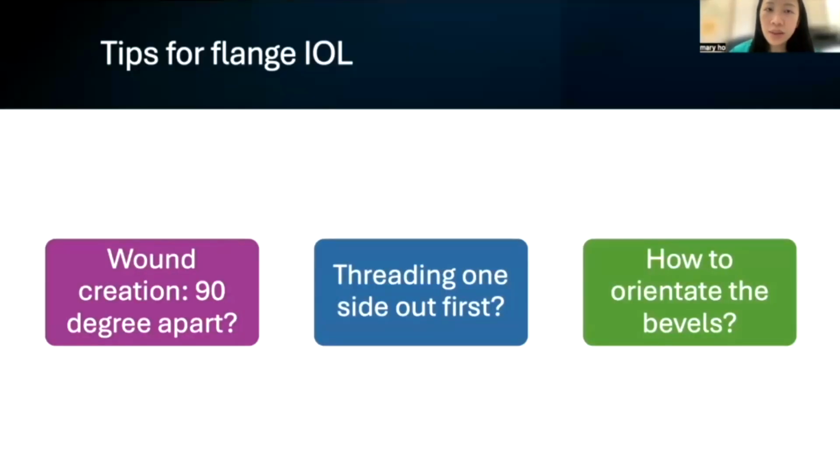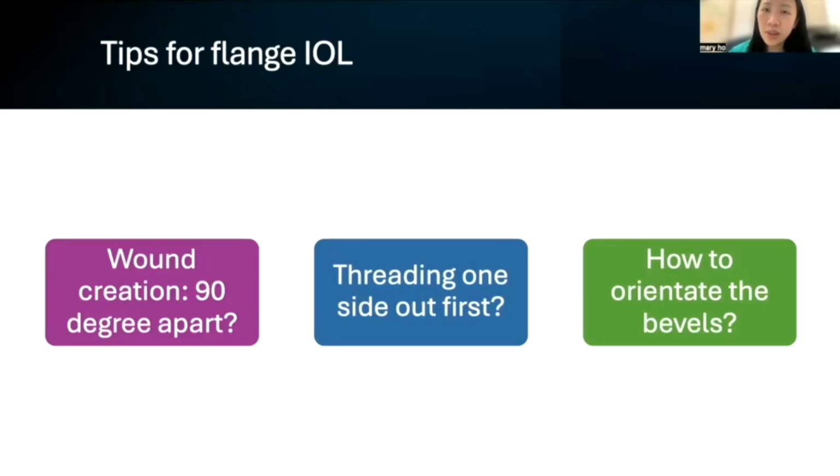So there are tips for flanged IOL. We have to make sure the wound creations are 180 degrees apart for the anchor site. I think a slightly tilted approach towards the left-hand side would be a good approach, because the trailing haptic would be the one which is difficult to thread.